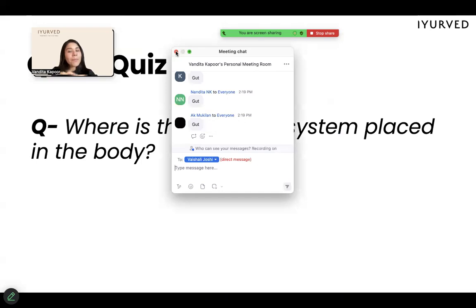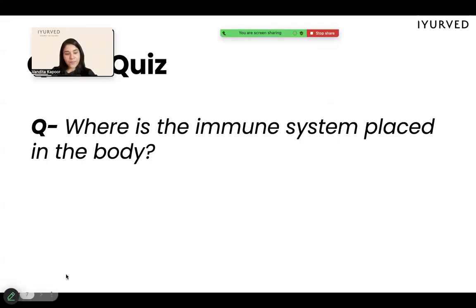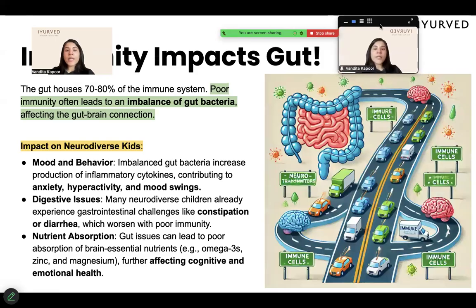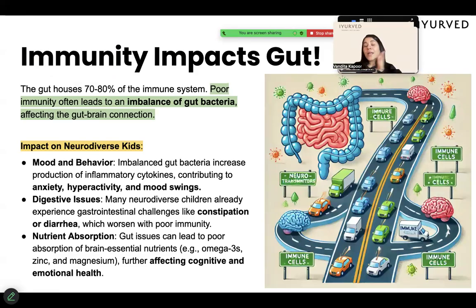Yes, absolutely. The maximum number of immunity cells, 70 to 80% of your immunity cells are present in the gut. Just remember this. I touched upon this earlier, that immunity impacts gut and gut impacts immunity. They are beautifully interconnected. So the session we took last time and the session I'm taking today are absolutely interconnected and very, very important for the brain health of any child, any person, but extremely important for a neurodiverse child.